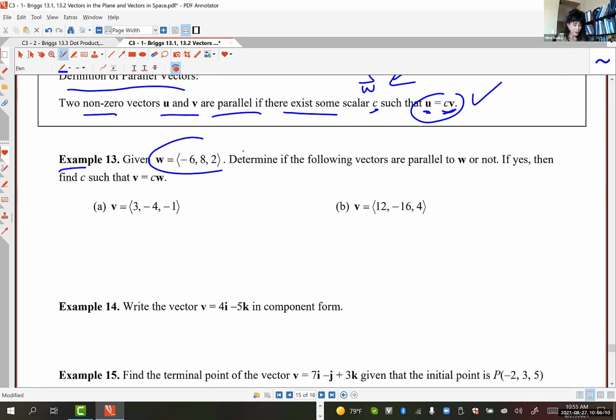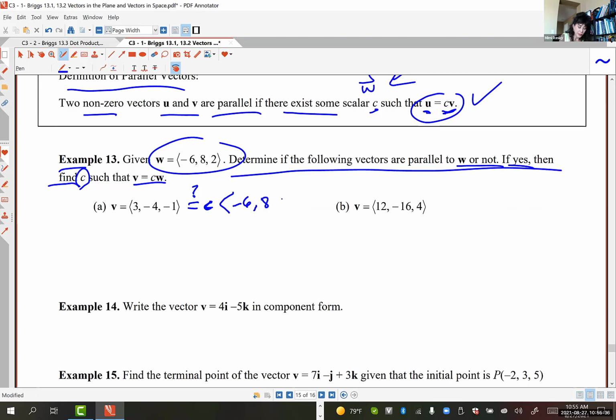So in this example, we're given a vector W, and we're going to determine if the following vectors are parallel to W or not. If yes, figure out the scalar C such that V, the vector given, is a scalar multiple of the W. So is V a scalar multiple, we'll just put the C here, of the W vector? And let's distribute the C, so we'll have negative 6C, 8C, 2C.